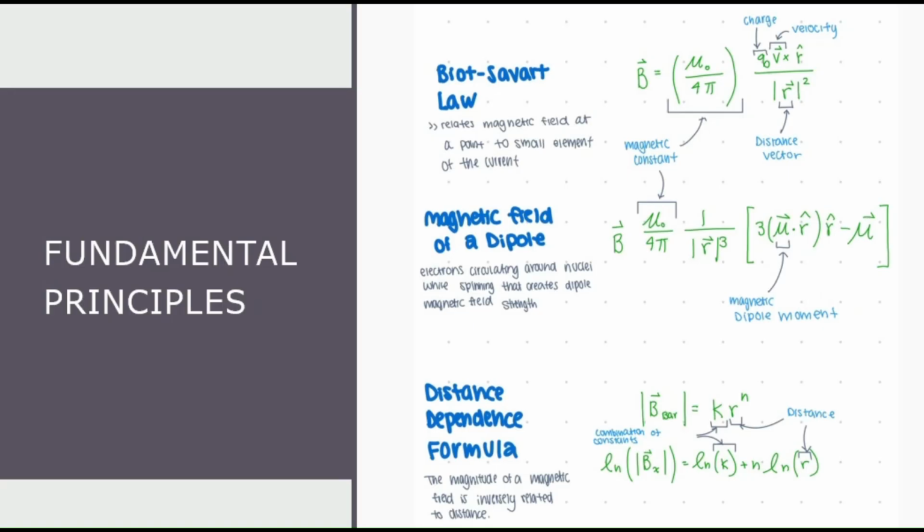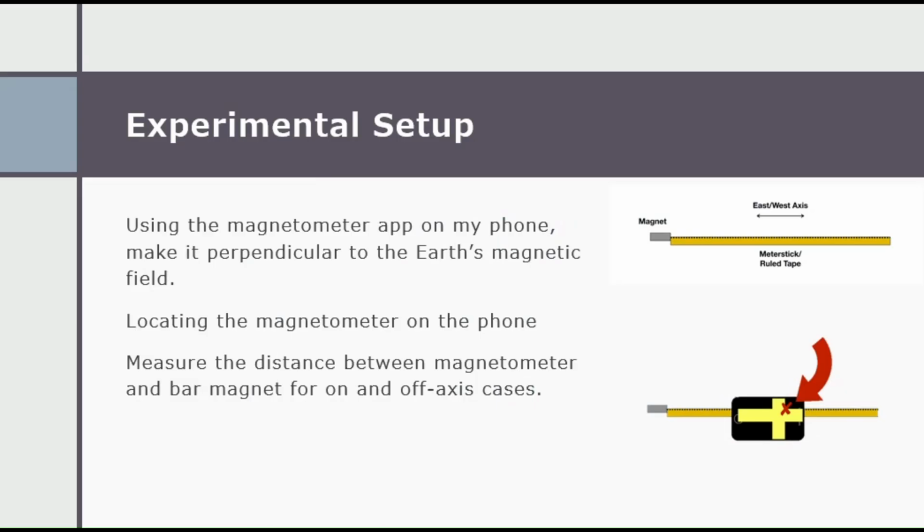These were the main three principles that I utilized during the entire lab. I used the Biot-Savart law, which relates the magnetic field at a point to a small element of the current; the magnetic field of a dipole, which basically states that electrons are circulating around nuclei while spinning, and that creates a dipole that creates a magnetic field strength; and the distance dependence formula, where the magnitude of a magnetic field is inversely related to distance, as shown here.